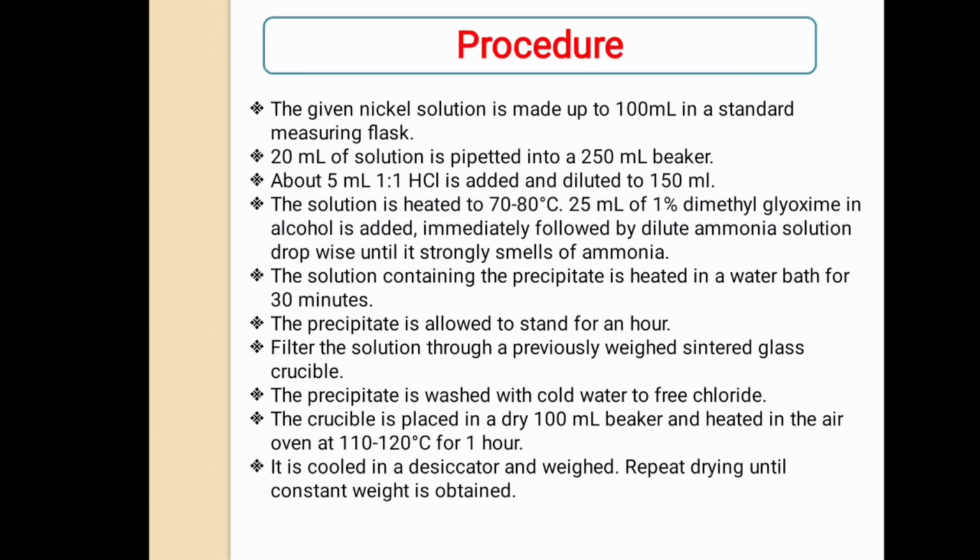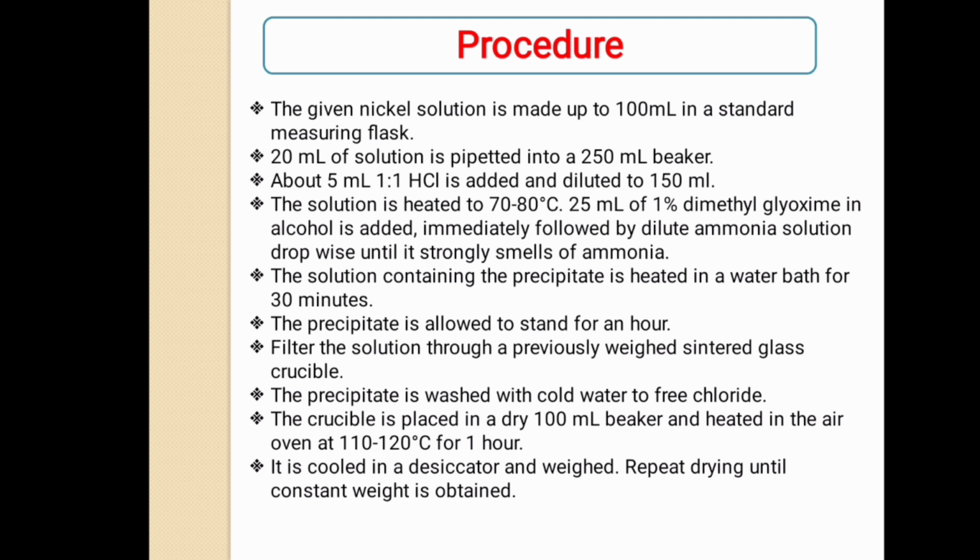The given nickel solution is made up to 100 ml in a standard measuring flask. 20 ml of the solution is pipetted out into a 250 ml beaker. About 5 ml of 1:1 HCl is added and diluted to 150 ml. The solution is heated to 70 to 80 degrees Celsius and 25 ml of 1 percent dimethyl glyoxime DMG in alcohol is added, immediately followed by dilute ammonia solution dropwise until it strongly smells of ammonia.